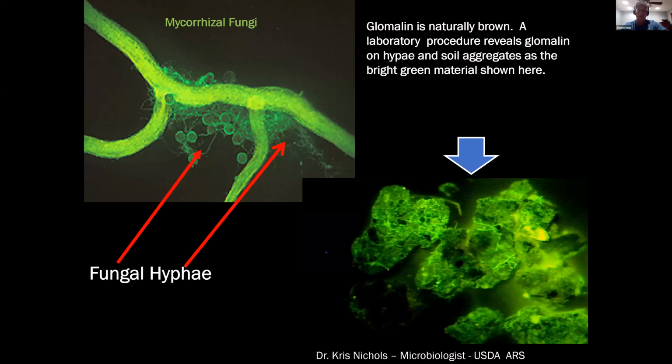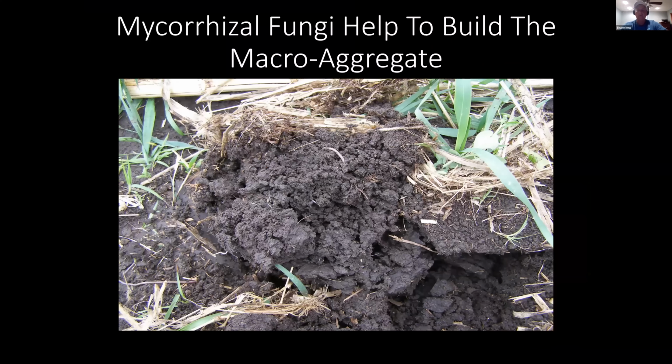This is what really starts increasing, driving the water cycle. And then the nutrient cycle follows behind that. Mycorrhizal fungi help to build the macro aggregate. And this is a great example of a soil that's very, very well aggregated.